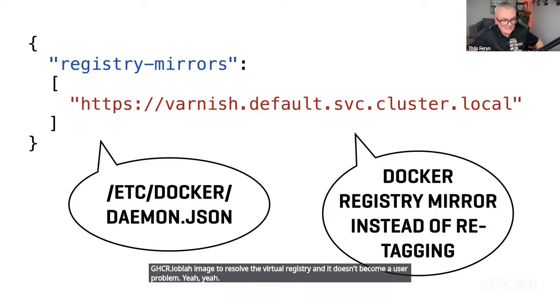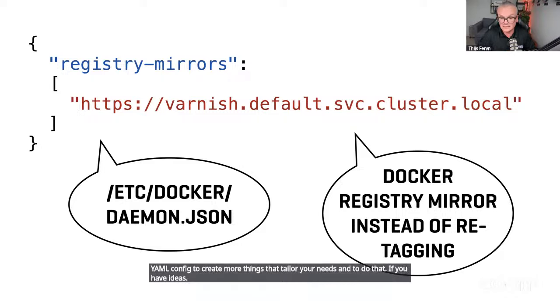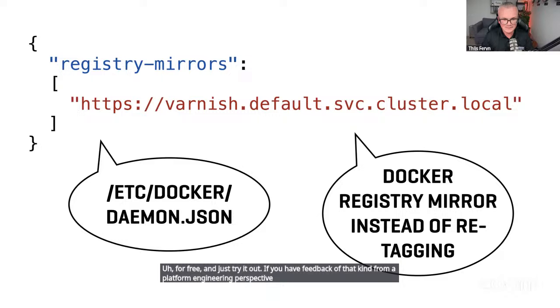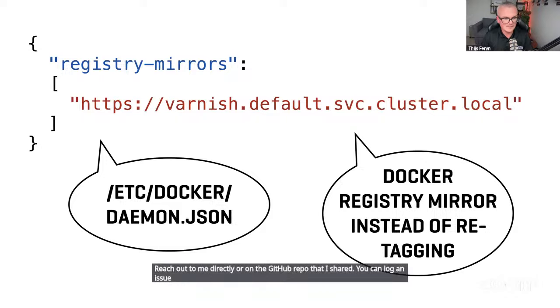Yeah, absolutely. And I mean, we've just created Orca in a way where you just use a subdomain and pull it through, but I'm pretty sure we can also extend that configuration and abstract the complexity even more for your users, where maybe you can set more business rules in that virtual registry YAML config to tailor your needs. If you have ideas, Patrick, I would encourage you to use Orca for free and just try it out. If you have feedback of that kind from a platform engineering perspective or feature requests, reach out to me directly or on the GitHub repo that I shared. You can log an issue and we would be happy to look into it. I mean, it's early days for this project. We could use some users.